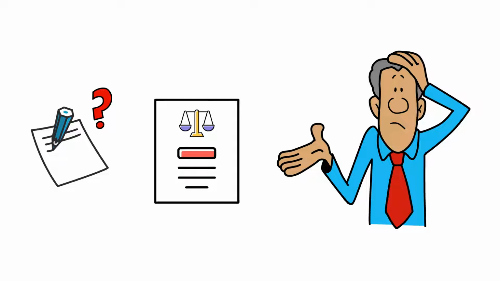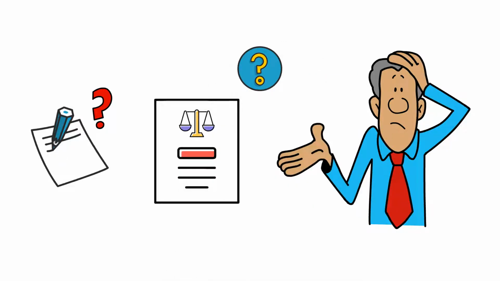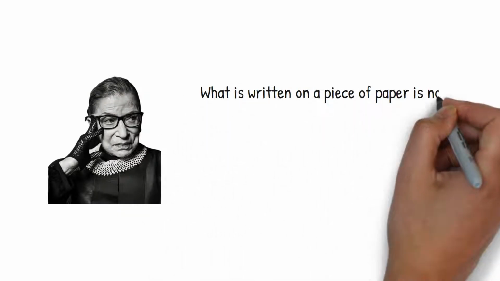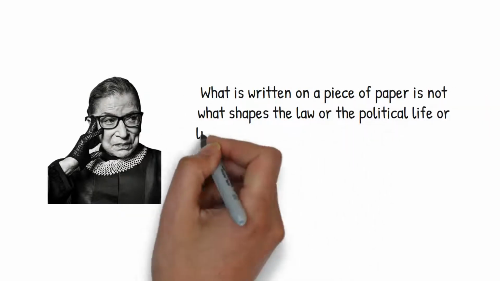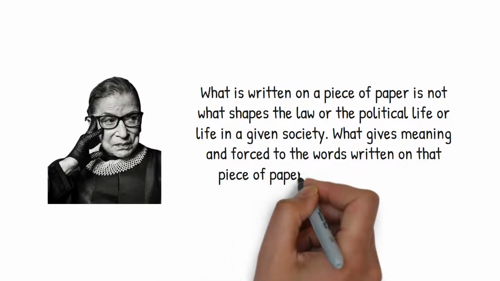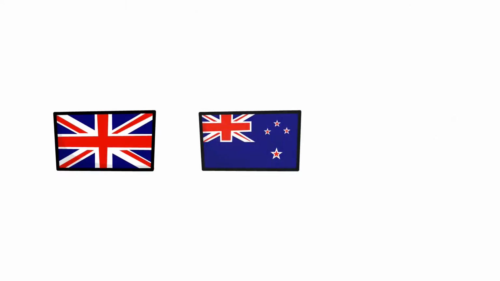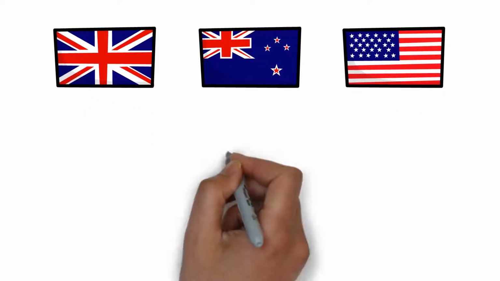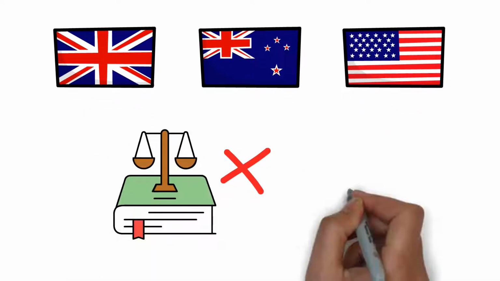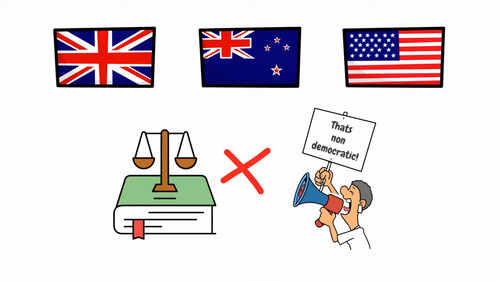If constitutions are features of democracies and non-democracies alike, then it seems that they're not as useful as we imagine. Ruth Bader Ginsburg, the famous American Supreme Court justice, pointed out that what is written on a piece of paper is not what shapes the law, or the political life, or life in a given society. What gives meaning and force to the words written on that piece of paper, she argued, is the sentiments of the people. So what makes England and New Zealand and the USA democracies is not whether they have a constitution, but whether their people have embraced democratic values and demand democracy in their civic lives and in their national politics.